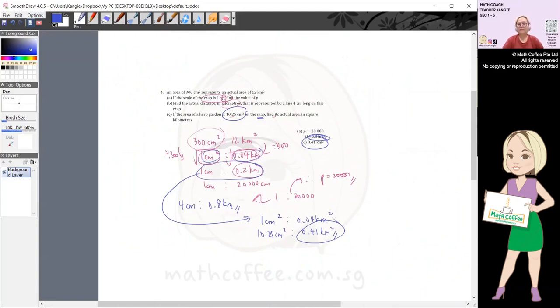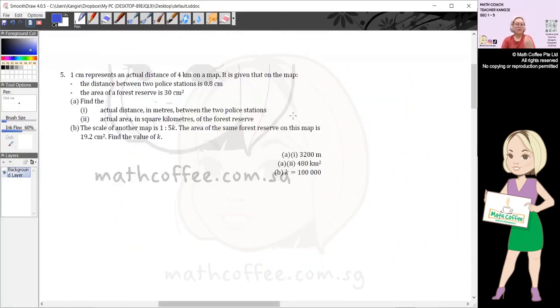Okay, question 5 for the map scale. 1 cm represents actual 4 km on the map. It's given on the map, the distance between the two police stations is 0.8. The area of the forest is 30 cm square. Okay, I think part A is quite easy. Only part B. Okay, let's see.